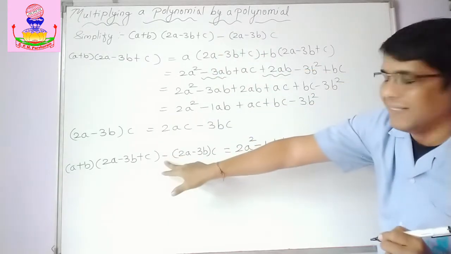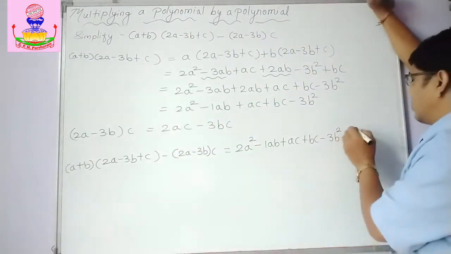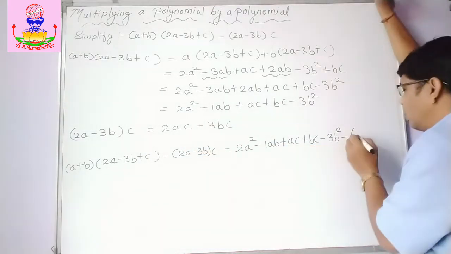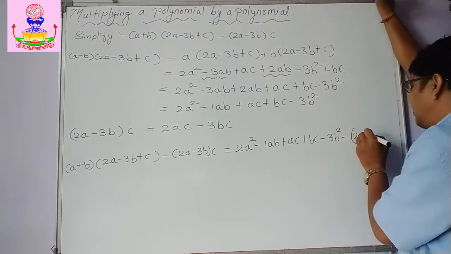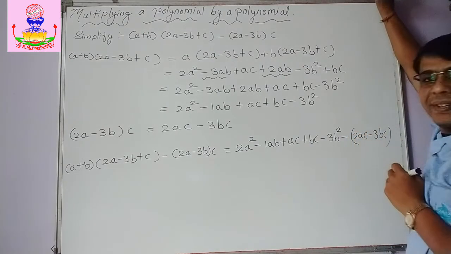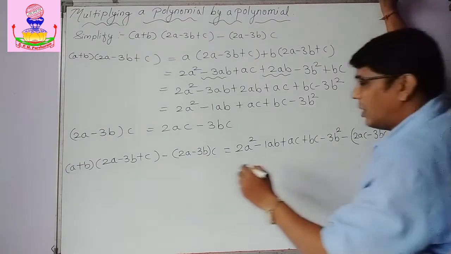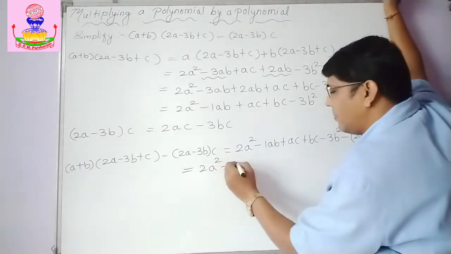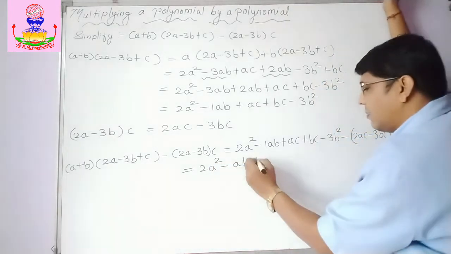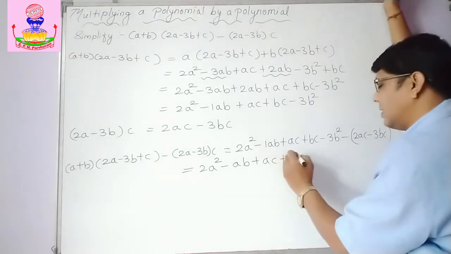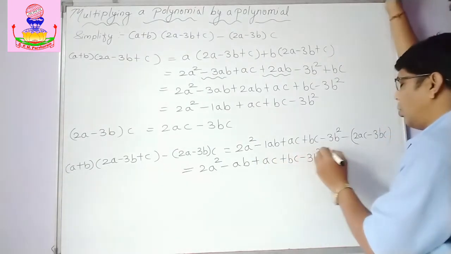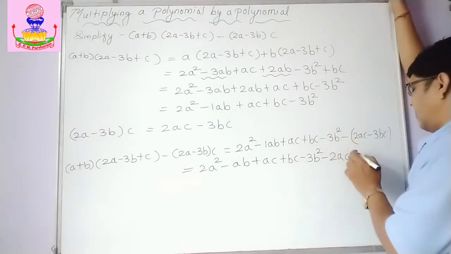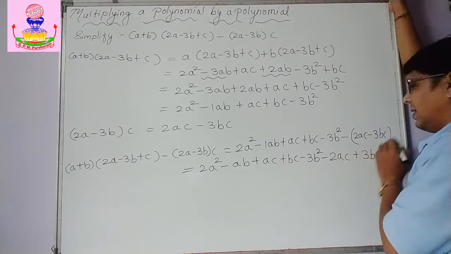Now here it is minus sign, right? So minus, so give the bracket for this term. Now this I have simplified. It is here, so 2ac minus 3bc. Okay. Now what you can do? So 2a square minus 1ab means I can write just ab, plus ac plus bc minus 3b square. Now open the bracket, minus into plus minus, so minus 2ac, minus into minus plus, plus 3bc.